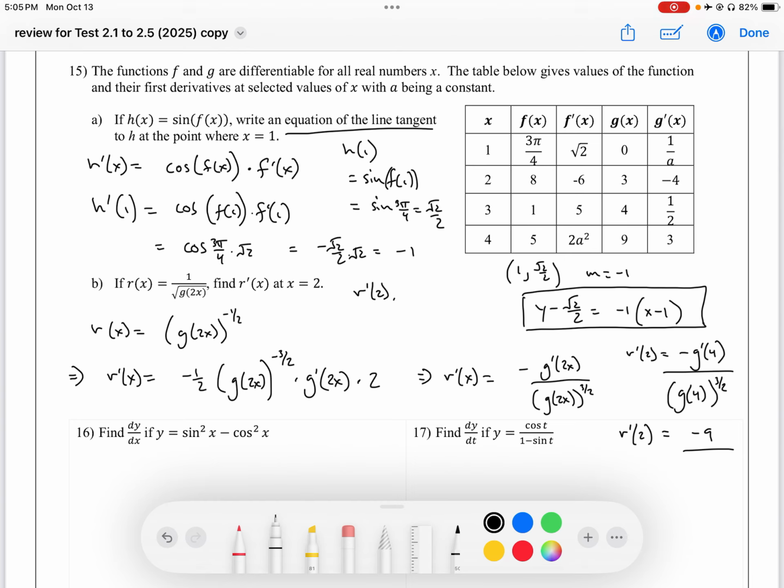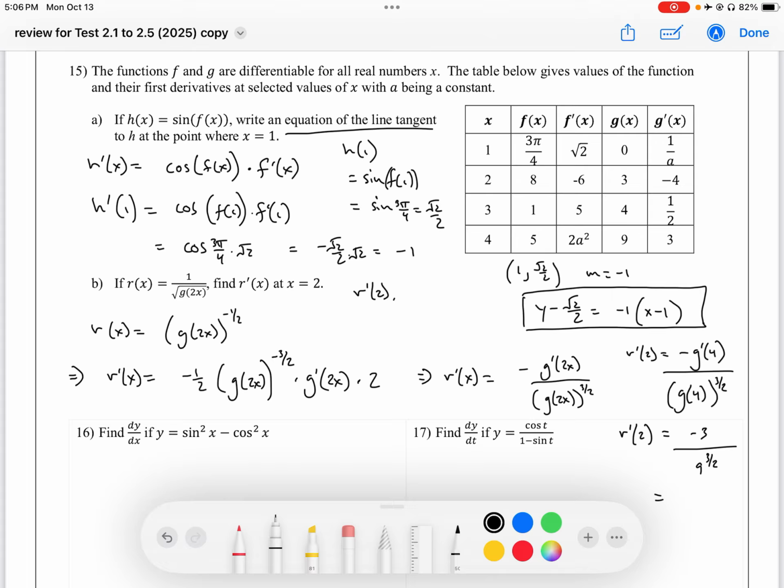So g of 4 is 9. So that would be -9. Wait, no, that's g prime. Oh, I messed that up. Okay, g prime of 4 is 3. So it does work out nicely. -3 over g of 4 to the 3/2, which is 9 to the 3/2.